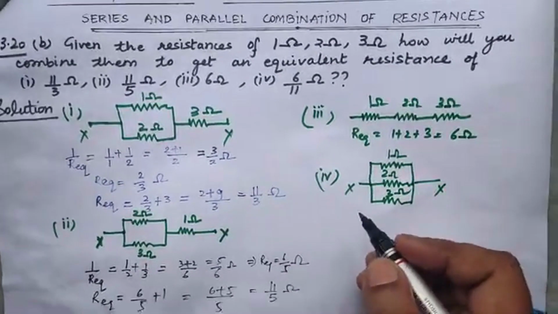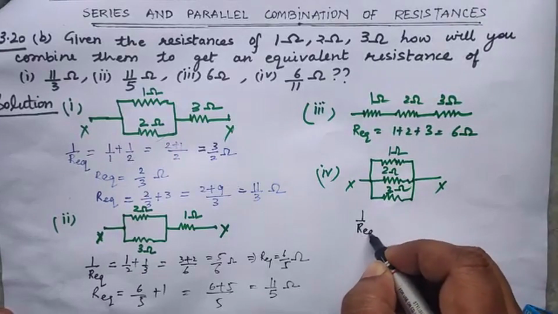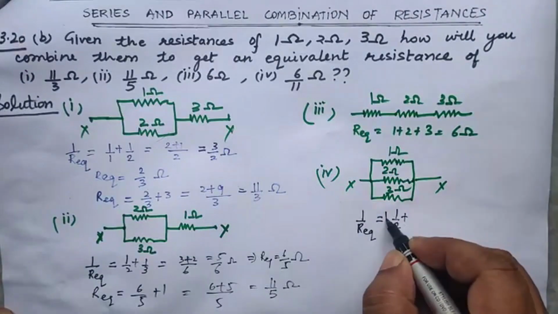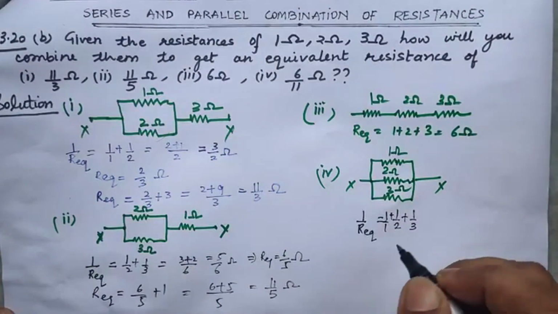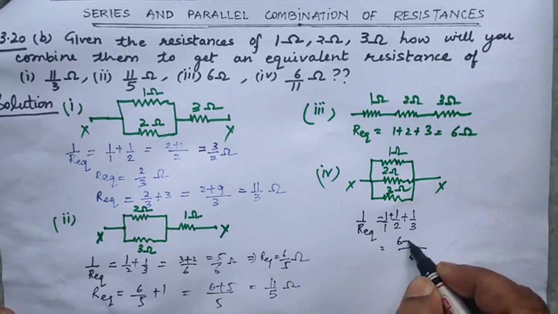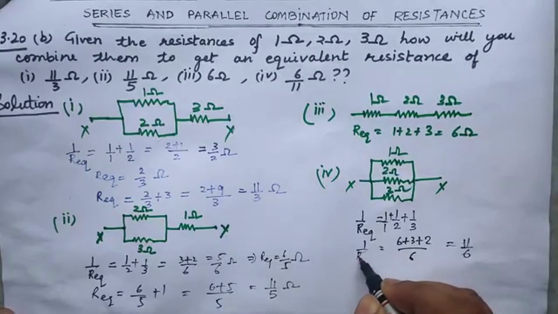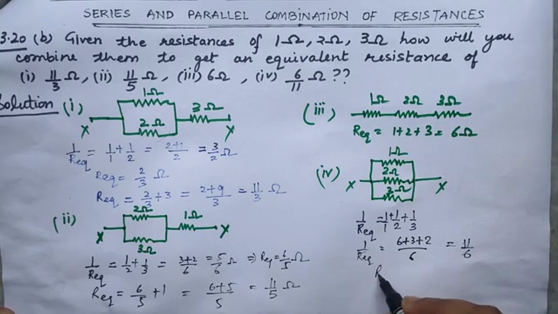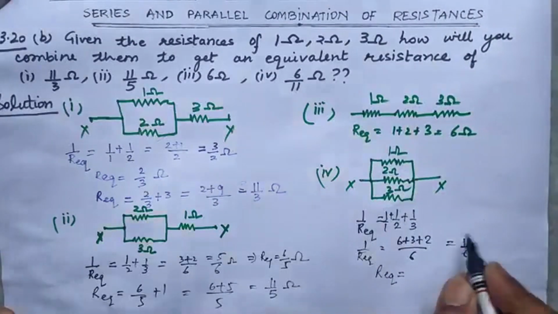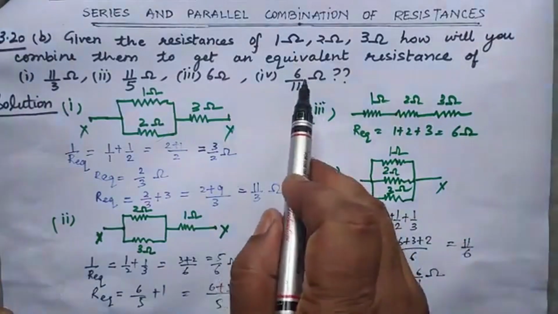For such a parallel combination resistance, you know the equivalent resistance is given by 1 upon R equivalent is 1 by 1 plus 1 by 2 plus 1 by 3. Okay, so LCM 6, this is 6 plus 3 plus 2, that makes it 11 by 6. This is 1 upon R equivalent. That means the equivalent resistance of this parallel combination is inverse of it, that is 6 upon 11 ohms, and that is what is required.